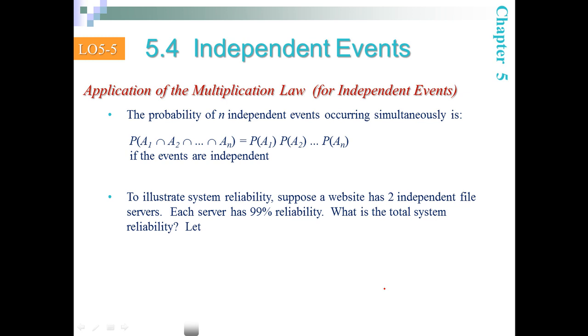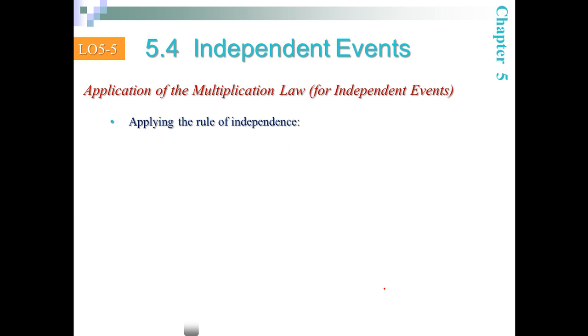A good way to illustrate that is by looking at a website that has two independent file servers, and each server is 99% reliable. So the question then is, what's the probability that the total system is going to be running, or rather what's the reliability of the system? We're going to answer that by using the events F1 and F2, which say that file server 1 fails or file server 2 fails.